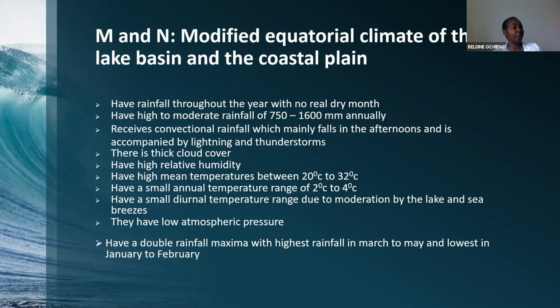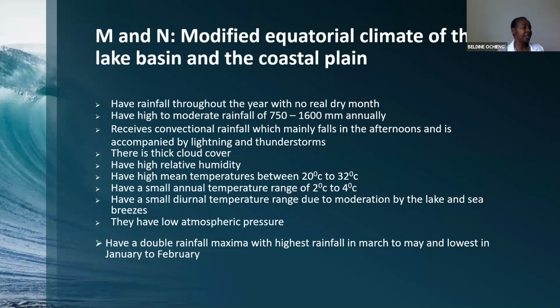We studied from our atlases, from the maps that we have on the climatic regions. Please be interested and study them. So the characteristics include: one, have rainfall throughout the year with no real dry season. No dry month. That is what used to be. Have rainfall throughout the year. No real dry month. Two, have high to moderate rainfall.